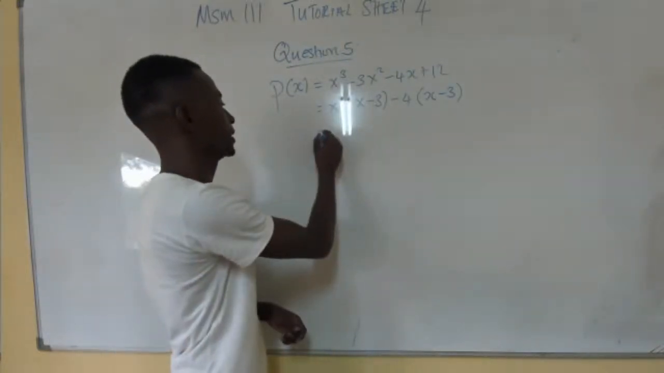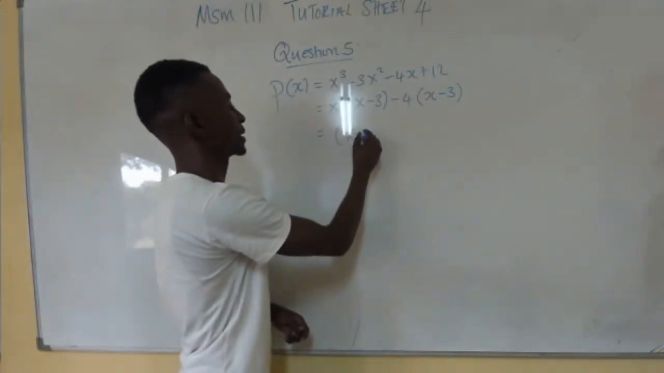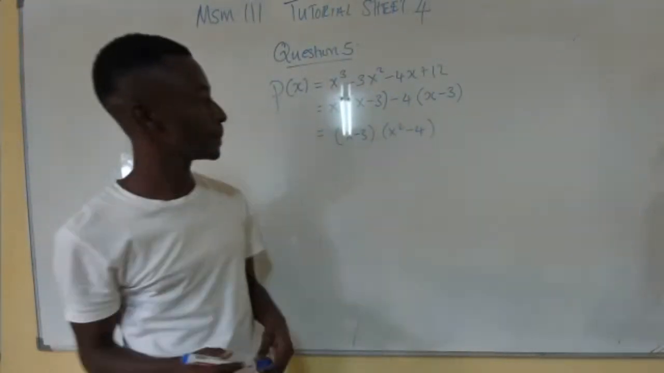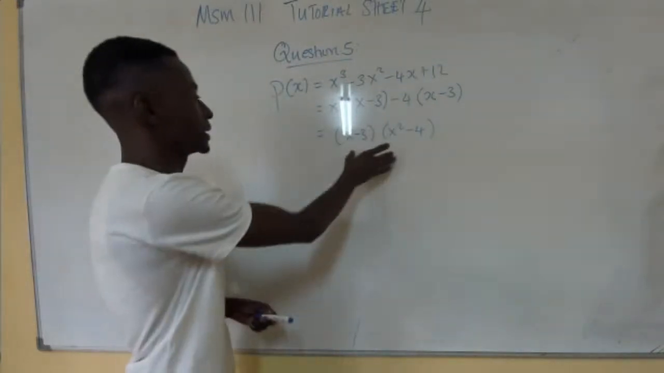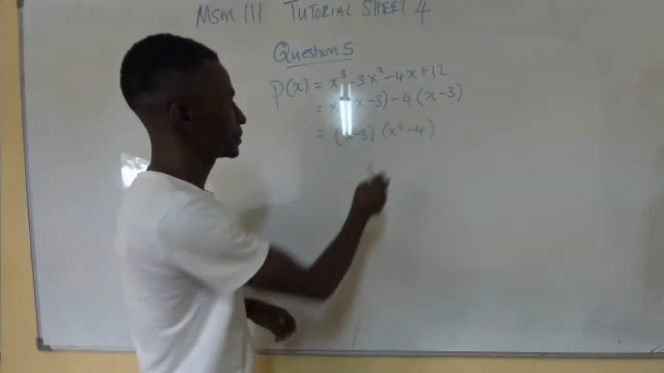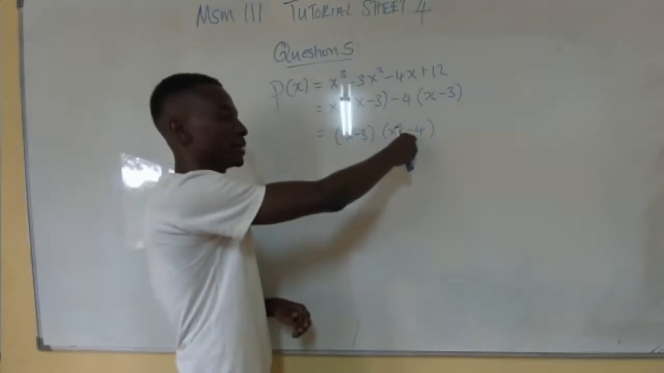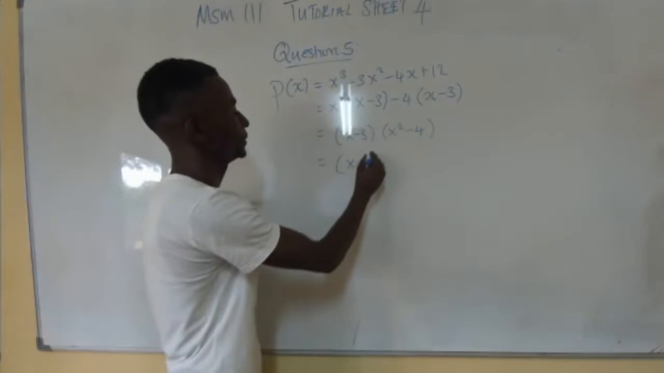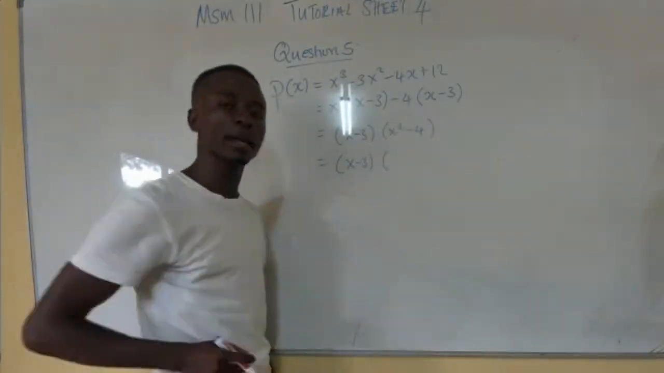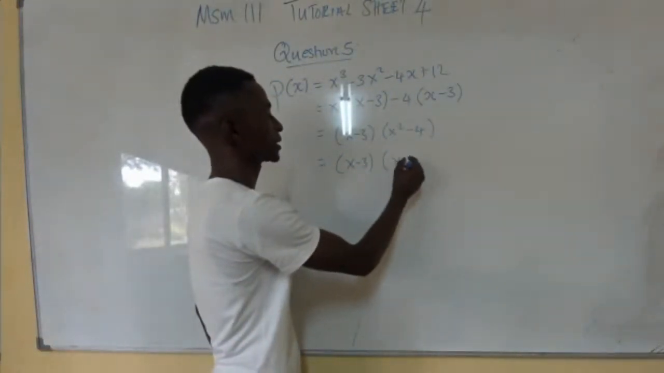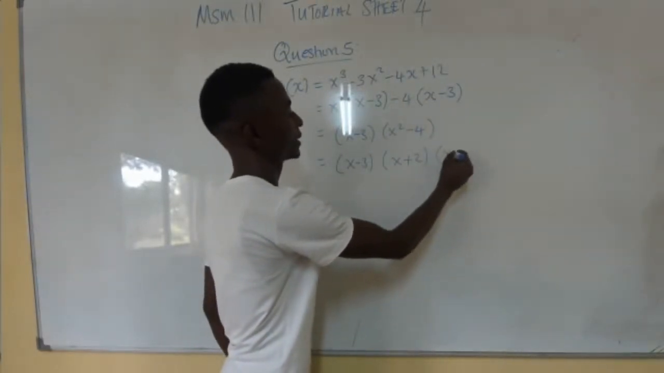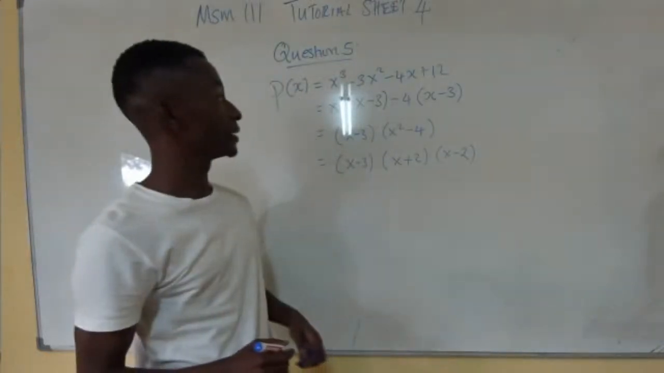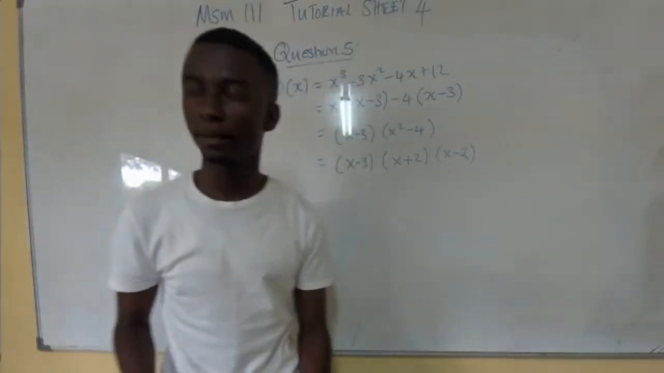So now from there, it means we have something like this: x minus 3 and x squared minus 4. But this is not our final answer because there's something that we're supposed to do to the x squared minus 4. So now let's proceed. Moving x minus 3, there we are going to apply difference of two squares. So we say x plus 2 and again x minus 2. So now that's our final answer, factorizing.